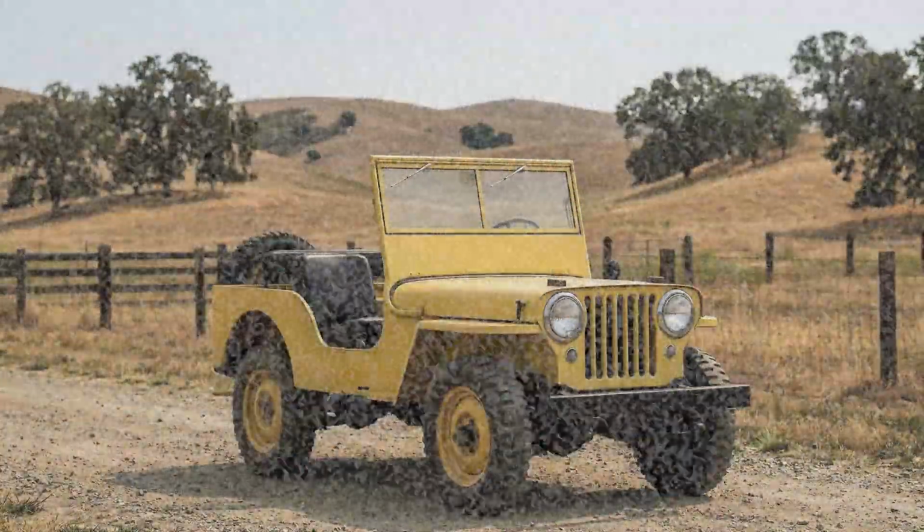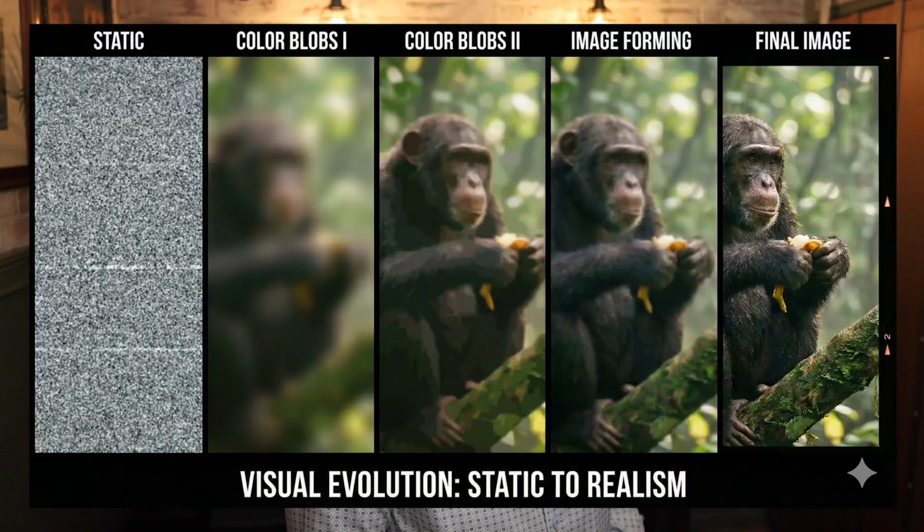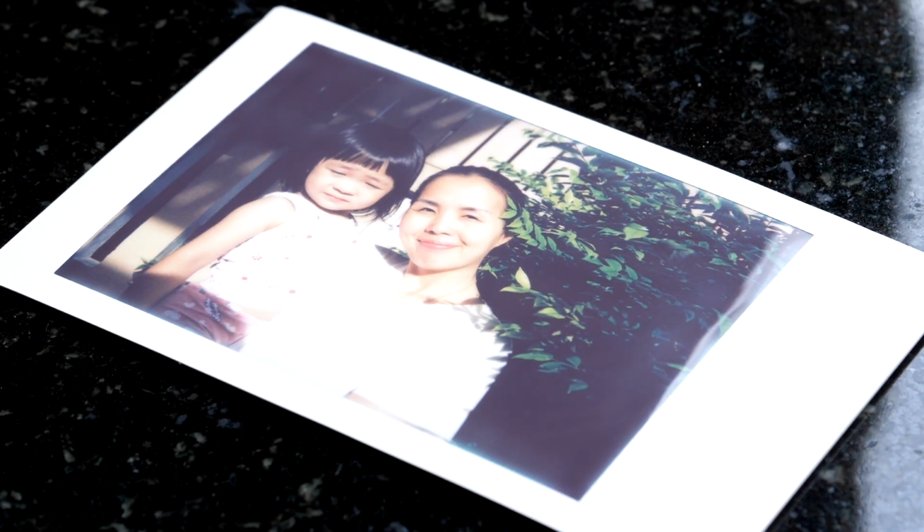Blobs of color emerge from the static, rough shapes materialize, basic composition takes form. Oh, look, that blob might become a jeep. And that blob might become, I don't know, is that a primate? Later steps get increasingly subtle, refining textures, sharpening edges, getting the light just right, adding fine details that make it feel finished. It's like watching a Polaroid develop in fast forward, except the photo didn't exist until that exact moment.